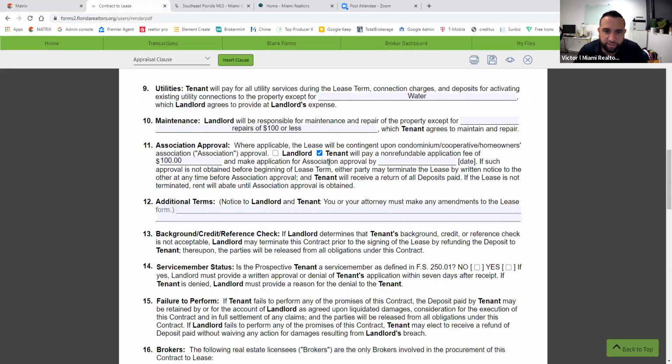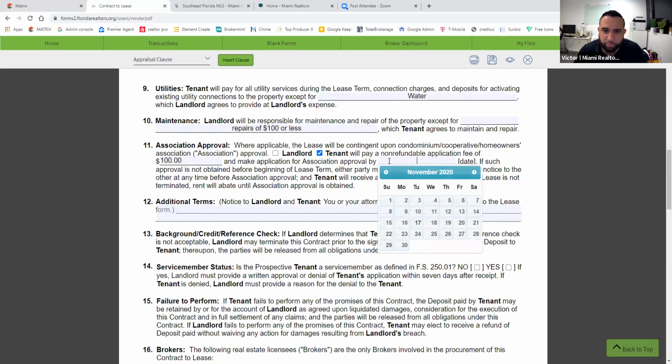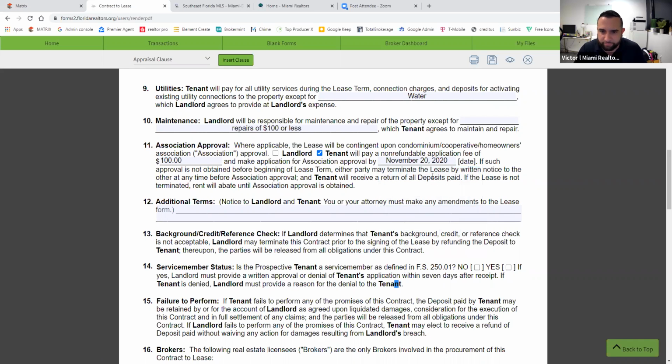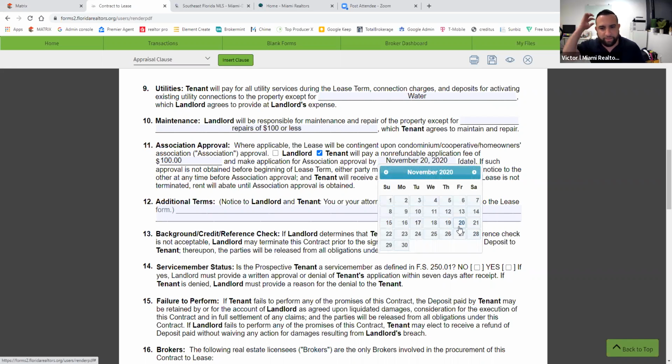And make application for association approval by blank. Usually you want to give the tenant a couple days to apply. So imagine today's the 17th. I would say probably by Friday they should be applying. I would say that they should apply by a good 3 days. You want to imagine that you're sending this offer today on the 17th. Maybe you get a response by the 18th. So now you might already be under contract by the 18th, tomorrow.